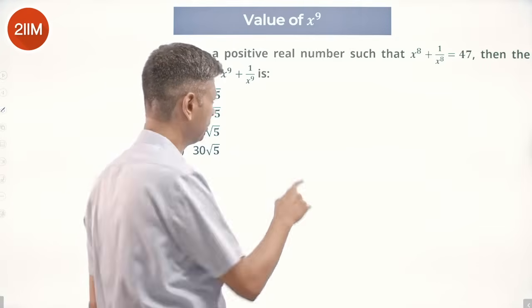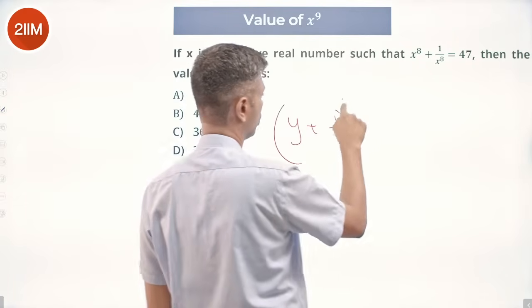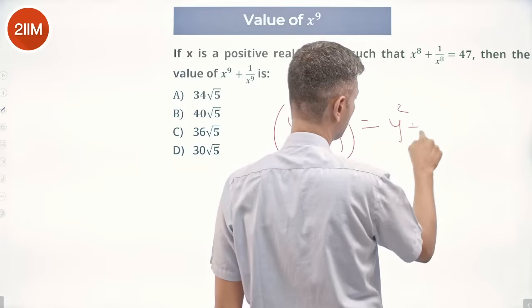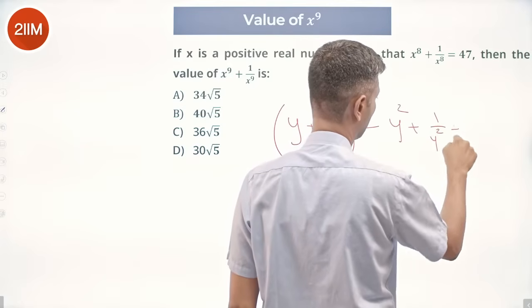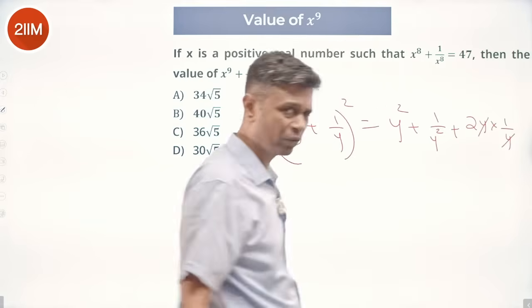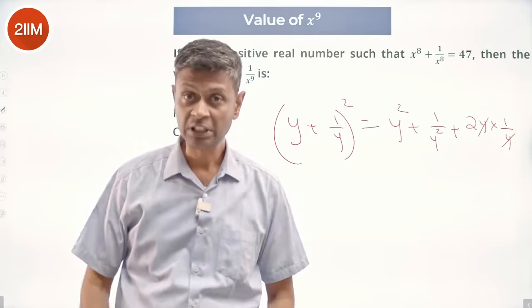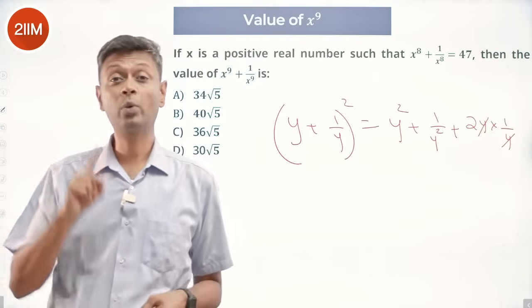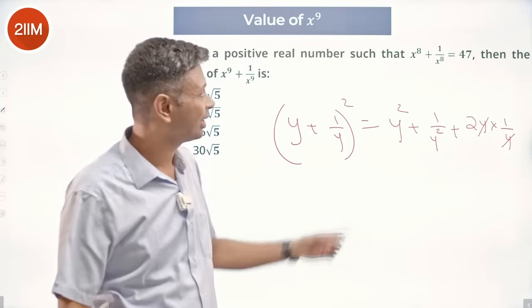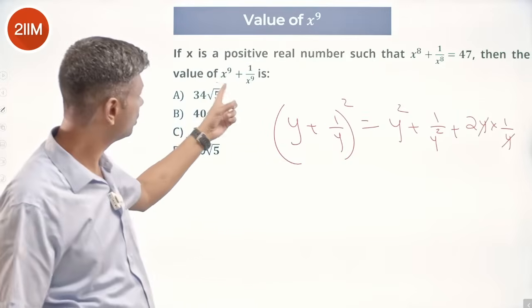When you use a different variable, (y + 1/y) whole square is y^2 + 1/y^2 + 2 into y into 1/y. So from y + 1/y, we can get y^2 + 1/y^2. From y^2 + 1/y^2, we can get y^4 + 1/y^4. And then one step more is this. How do we go to this?